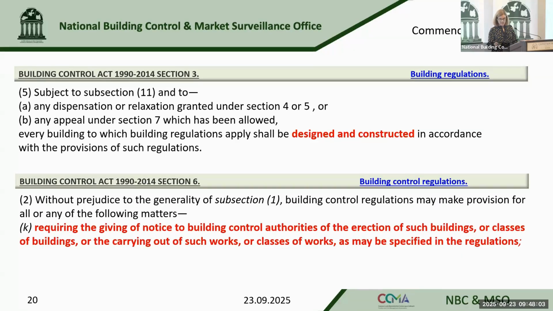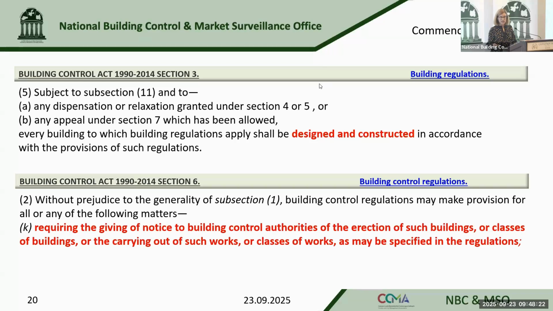So Section 6 then makes provision for the requirement to give notice to the Building Control Authority for the erection of these buildings or classes of buildings, or the carrying out of any works or classes of works. So your material alterations, material changes of use, which are specified in the regulations.